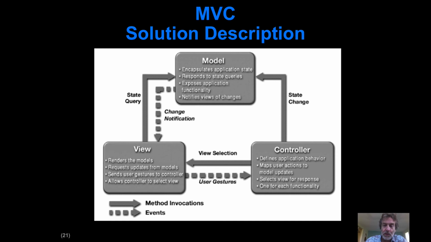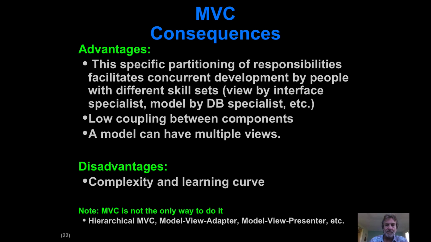You've got this controller, which is going to decide what view is presented to the user and how the state of the model is going to change. And when the state of the model changes, you're going to potentially refresh the view. So there's a variety of ways that the event stream can occur in this, depending on the kind of variant of MVC, but that's the basic idea: you have these three different components.